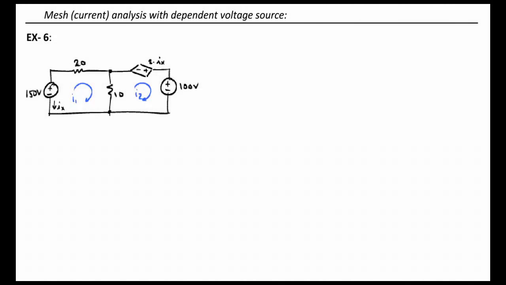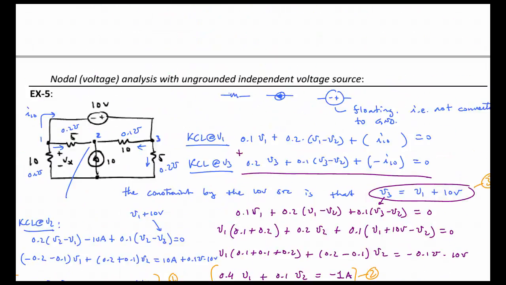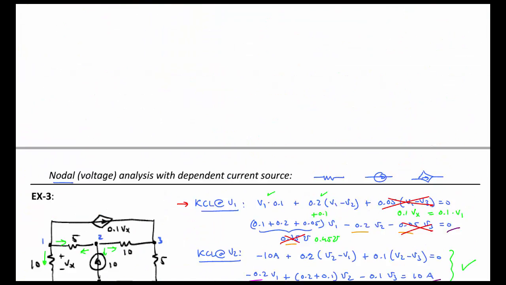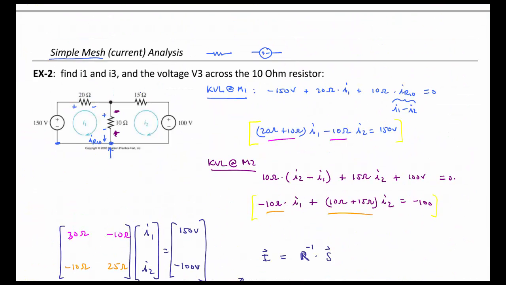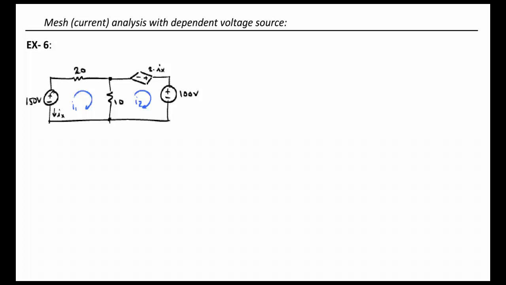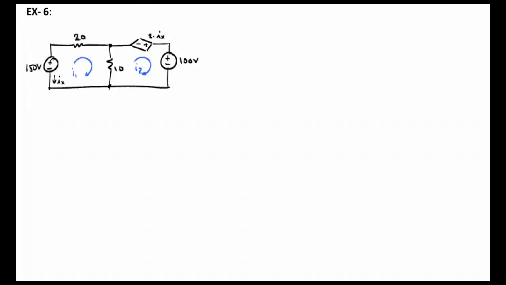In this example exercise, we return to example 2, where we first introduced mesh analysis right here, and we take this 15 ohm resistor and replace it with a dependent voltage source. We're going to proceed just as before.